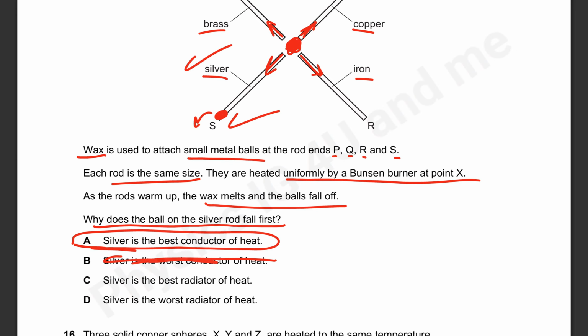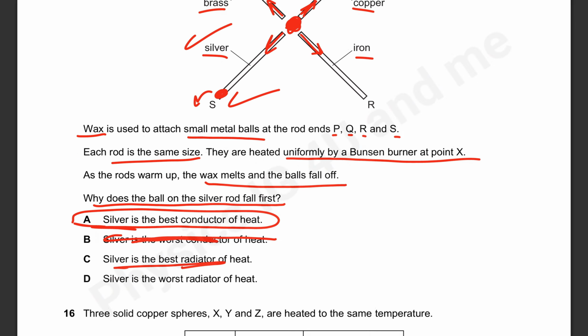And here in C, they say silver is the best radiator. Actually, in metals, we know conduction. So metals are conductors, right? So it's option A.